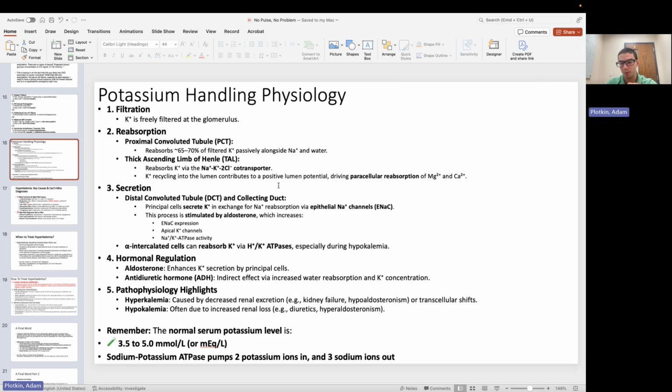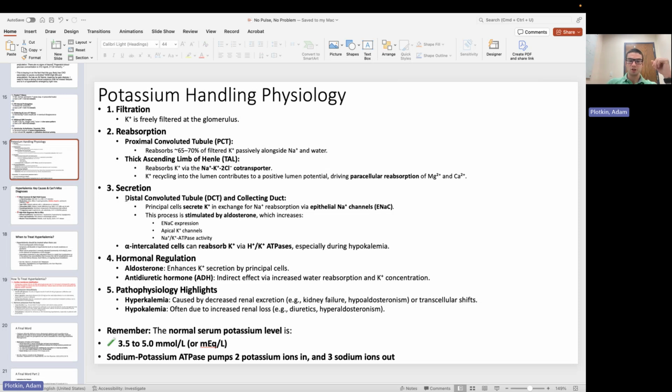Potassium recycling into the lumen contributes to that positive lumen potential, and that positive lumen potential is going to try to push magnesium and calcium back through, it's called paracellular reabsorption. So in between cells, that positive charge is going to repel magnesium and calcium back through these cells and cause reabsorption. Okay. So transcellular is literally through the cell. Paracellular, I have two cells here, and we go right in between both of them. So that potassium that gets recycled in the lumen creates a positive charge that will repel magnesium and calcium back through this paracellular space to get reabsorbed.